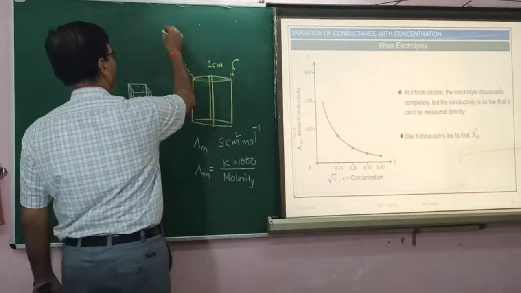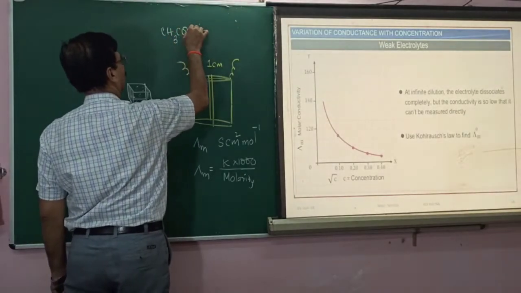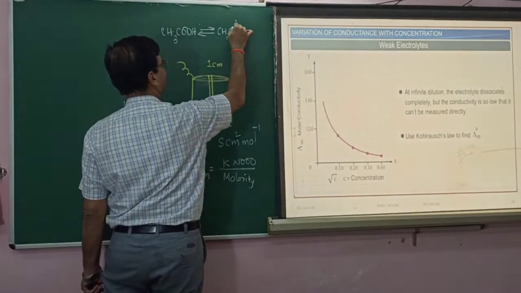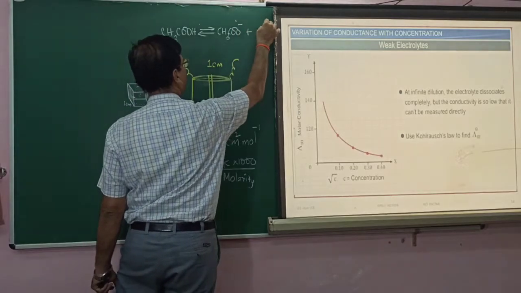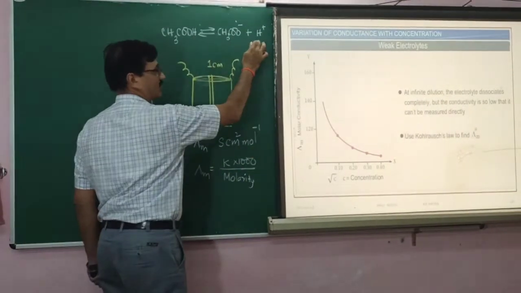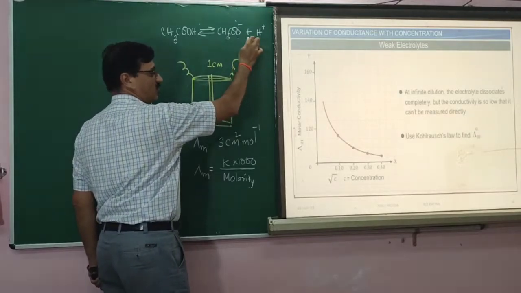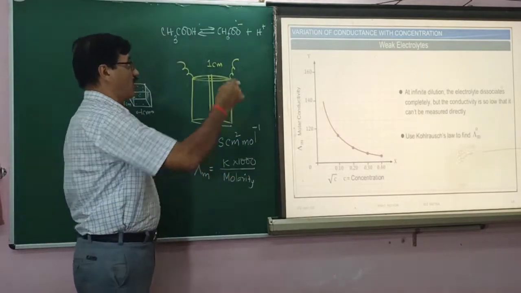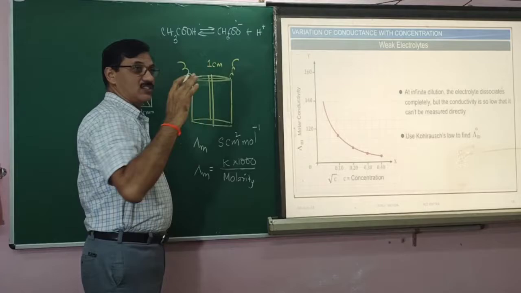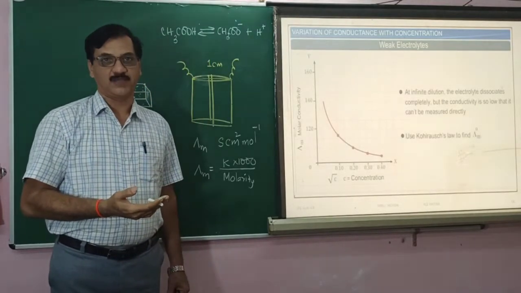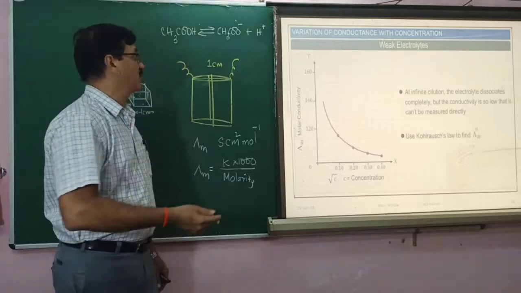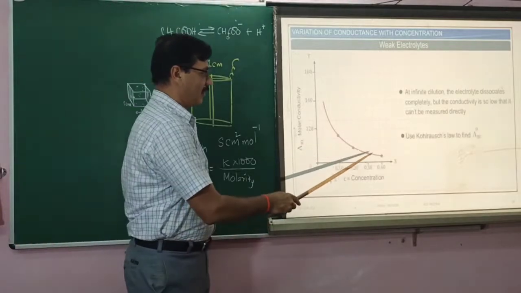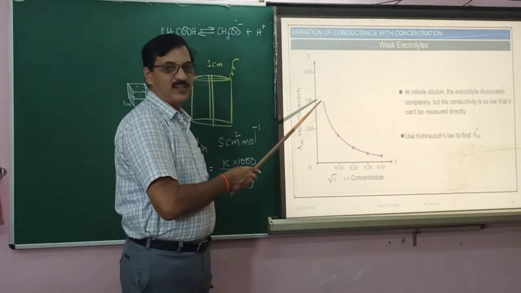For a weak acid like acetic acid, say CH3COOH, this is in equilibrium with two kinds of ions, that is, acetate ion and hydrogen ion. The number of these ions depends upon the quantity of water present. On dilution, more ions are produced, equilibrium shifts, or the degree of dissociation increases. Therefore, the number of ions increases on dilution, because of which the molar conductivity value increases.